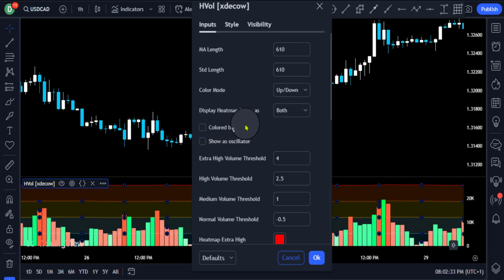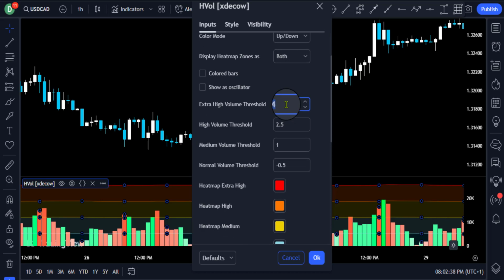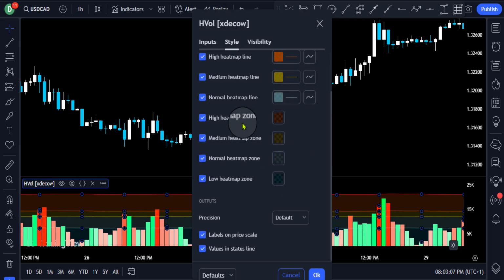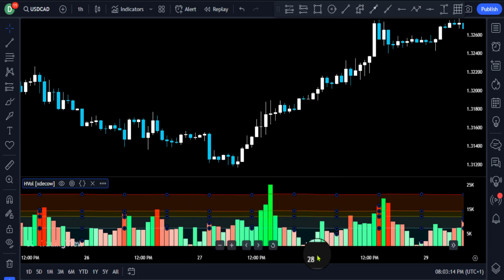Uncheck these colored bars. Then come here and change this extra high volume threshold to 3, this high volume threshold to 1.5, and then this normal threshold to -0.05. And then on this style section, you are not going to change anything, and you will click OK.